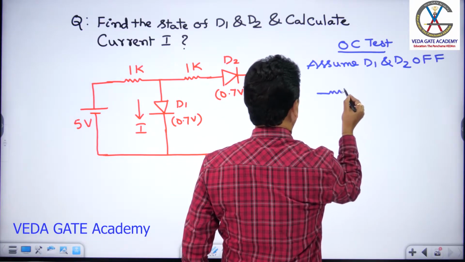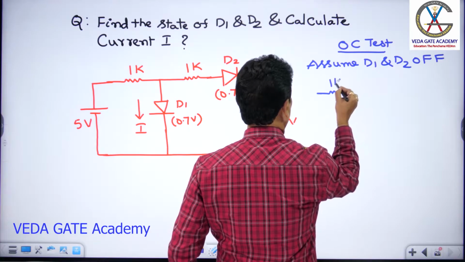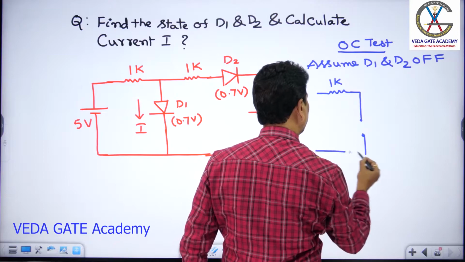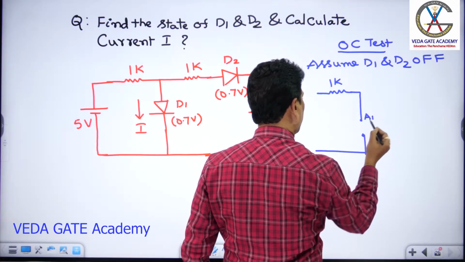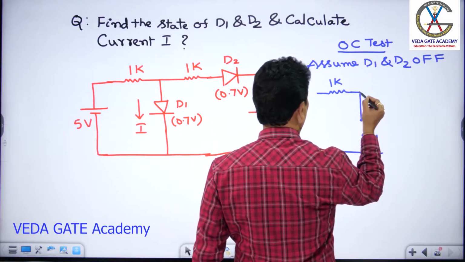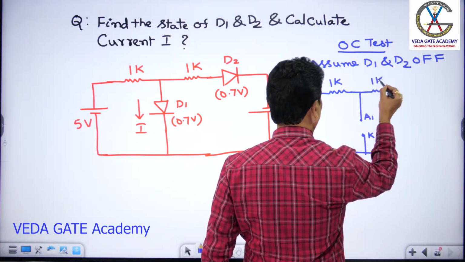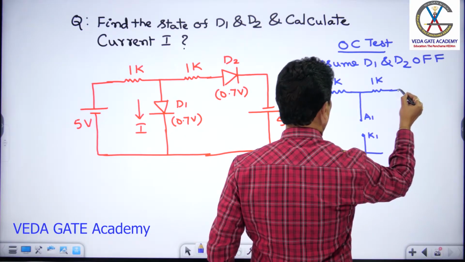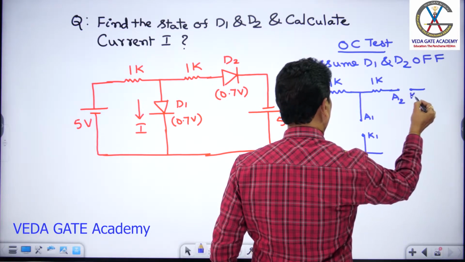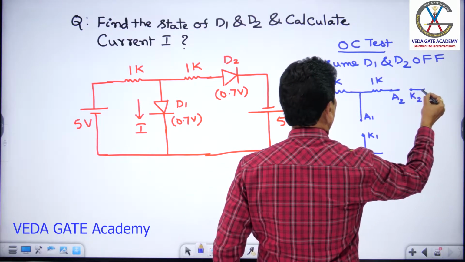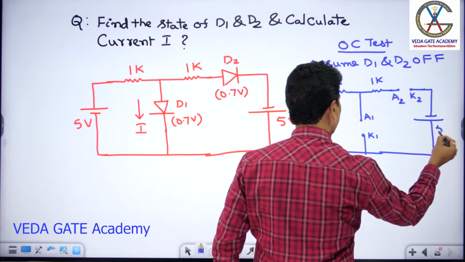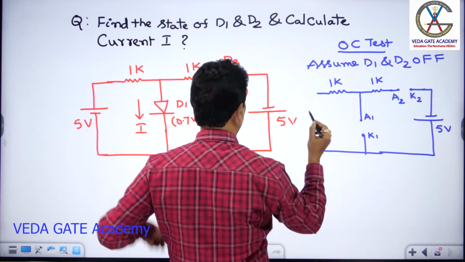This one is 1K. So this is the diode D1. So consider the off switch. This is the anode of D1, and this is the cathode of D1. For D2, this is again 1K. So whose anode or cathode can I call? This is A2, I call K2. Right. This is a supply of minus 5 volt, and this is a supply of plus 5 volt again.